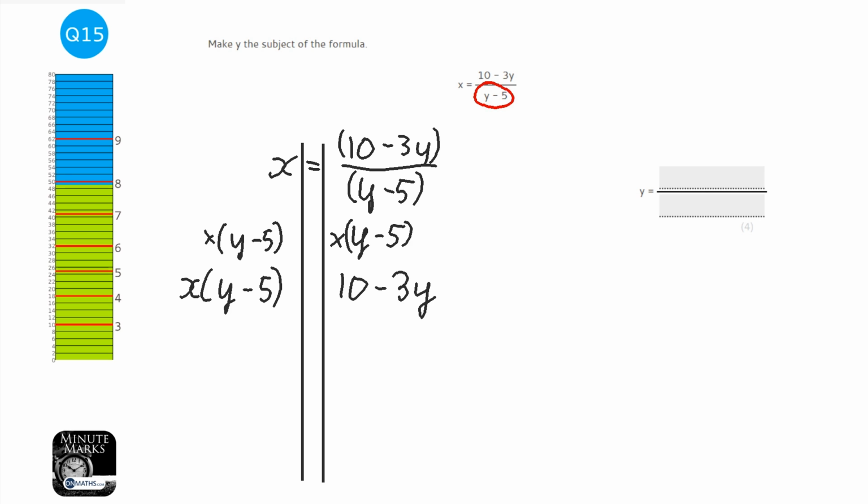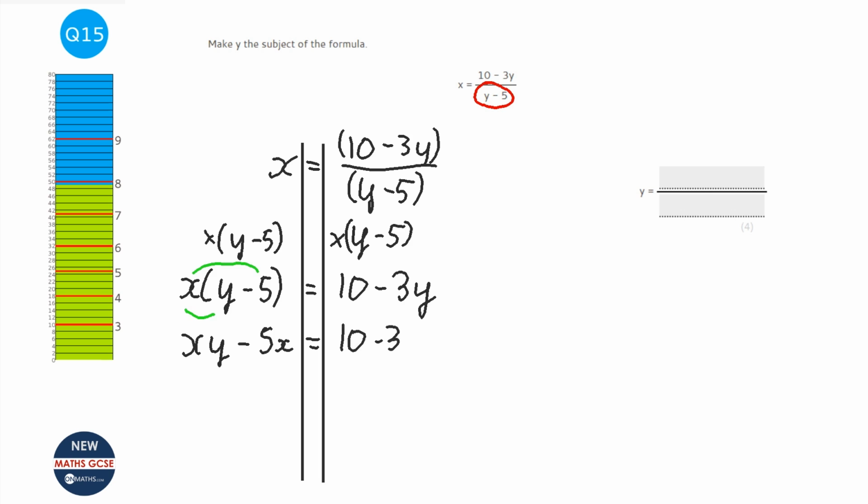Now, I said there were two things you've got to get rid of. The first one's fractions, the second one is brackets. You've got to break them open. So we're going to times out these brackets. So we're going to have xy minus 5x. And the right hand side hasn't changed at all, it's just 10 minus 3y because we haven't done anything to both sides.